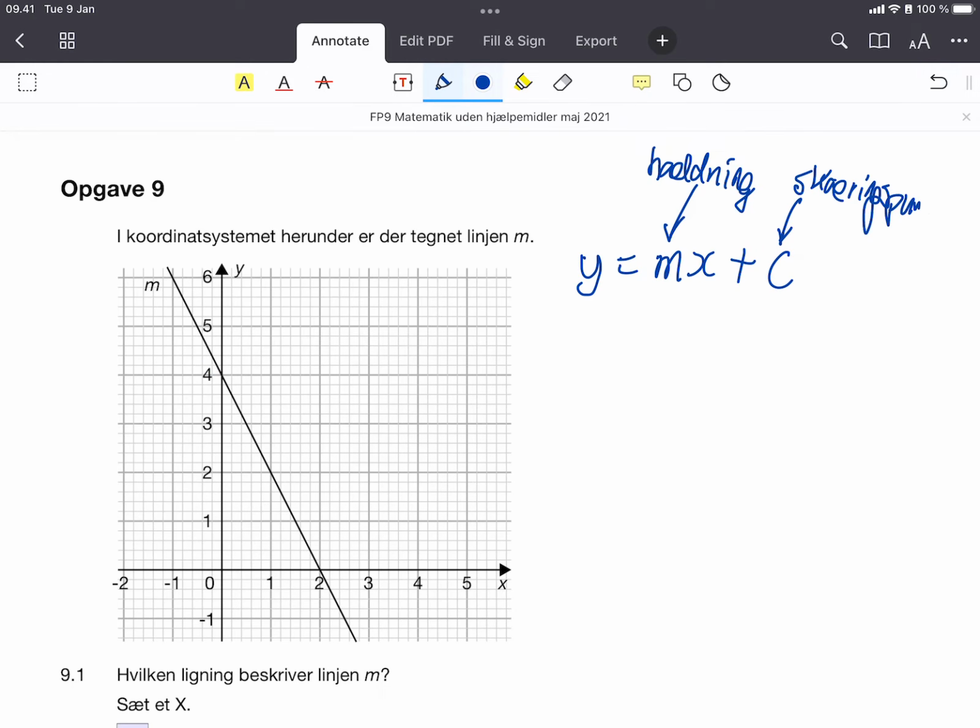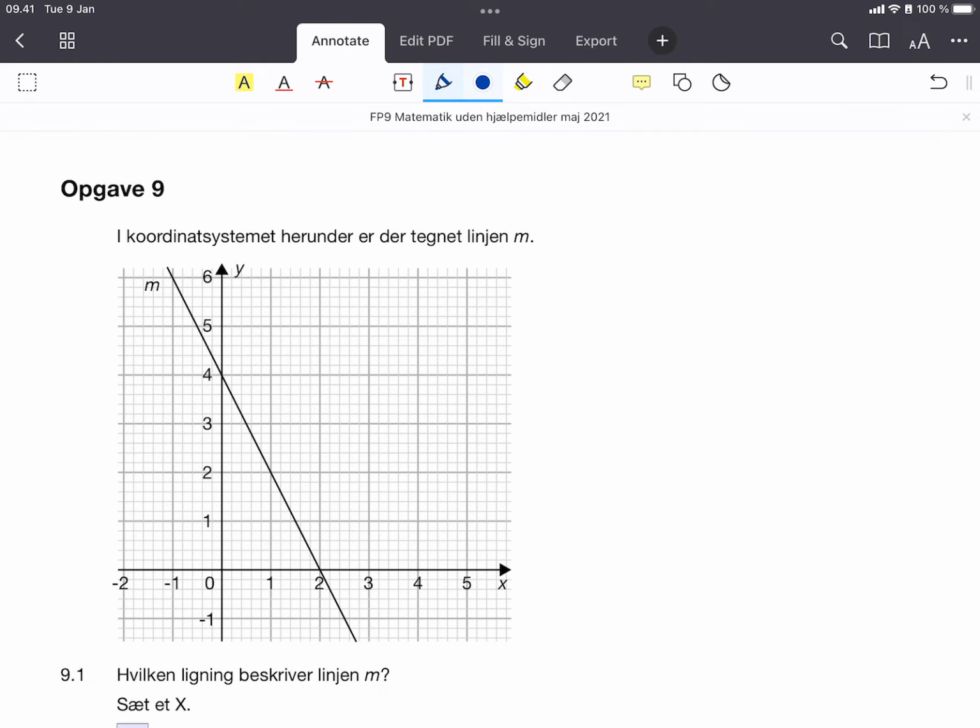So on this particular occasion, just get rid of all of that. The intercept is 4 because it cuts at 4, and then the gradient is minus 2 because for every 1 across, the graph goes down by 2. 1 across, 2 down, 1 across, 2 down. It's got that constant slope that for every 1 across, it goes 2 down. So the equation of the line is y equals minus 2x plus 4.